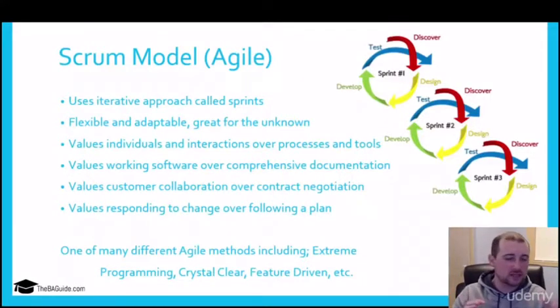Scrum values individuals and interactions over processes and tools. So the waterfall methodology is all about processes and the tools it takes to get there. The Scrum model uses the people and the project team and interacting with them a lot more frequently than the processes and tools.